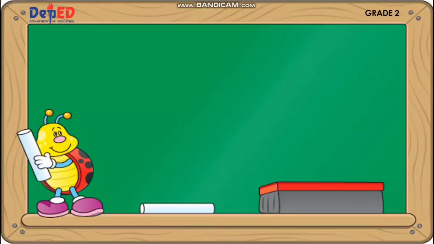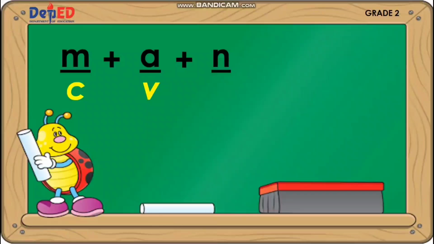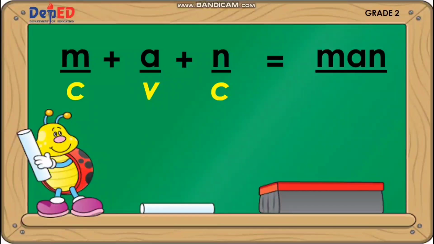To better understand CVC pattern, I will be showing you an example. M is a consonant. A is a vowel. N is a consonant. If we add these 3 letters together, it will produce the word man. So that means the word man has CVC pattern, or it is a CVC word.